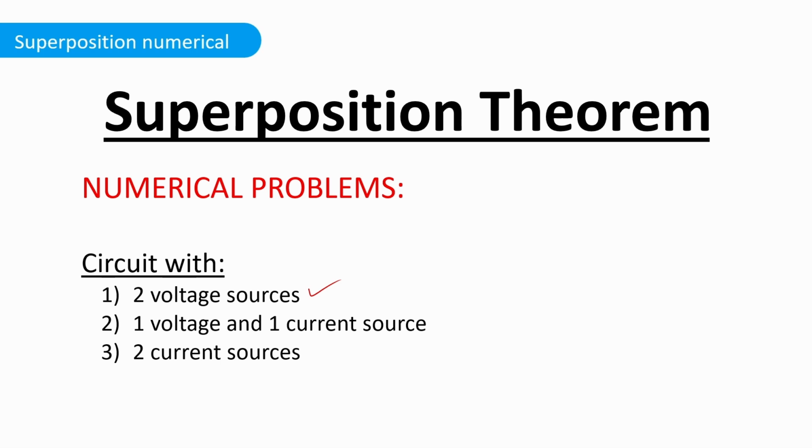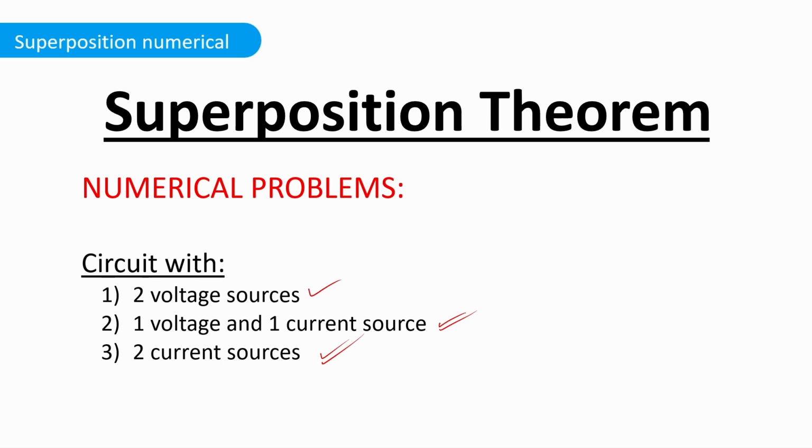current and voltage values. The second numerical problem will be about circuit with one voltage source and one current source. And the last one will be with the circuit having two current sources. So let's go and solve the numerical problems.